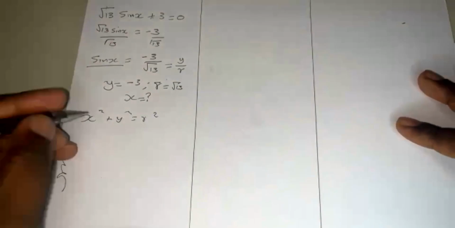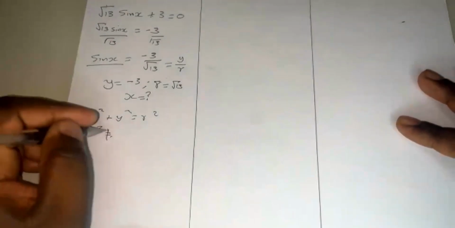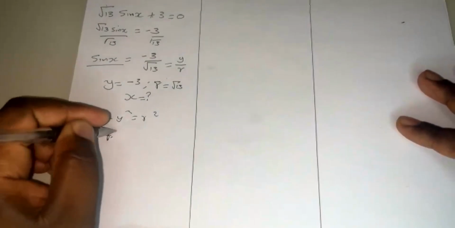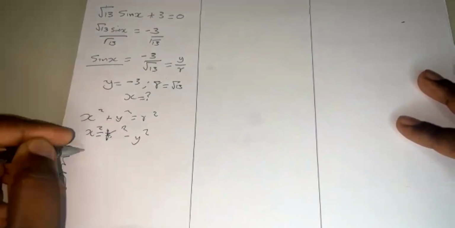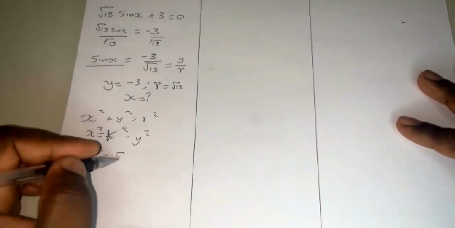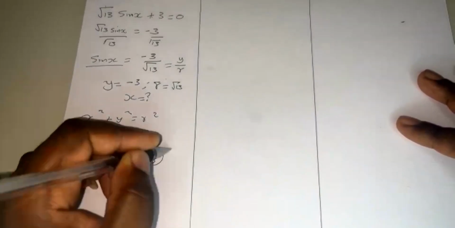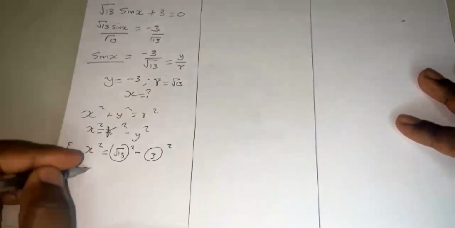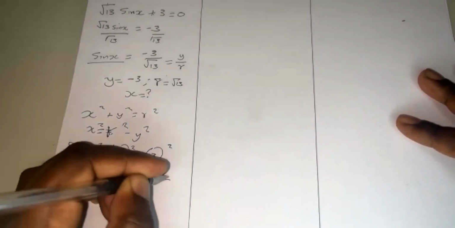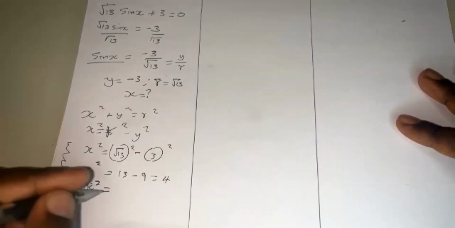That's the theorem of Pythagoras. So x squared, which is what we are looking for, is equal to r squared minus y squared, which is equal to root of 13 squared minus 3 squared. That gives us 13 minus 9, which is 4. Therefore, x squared is equal to 4.